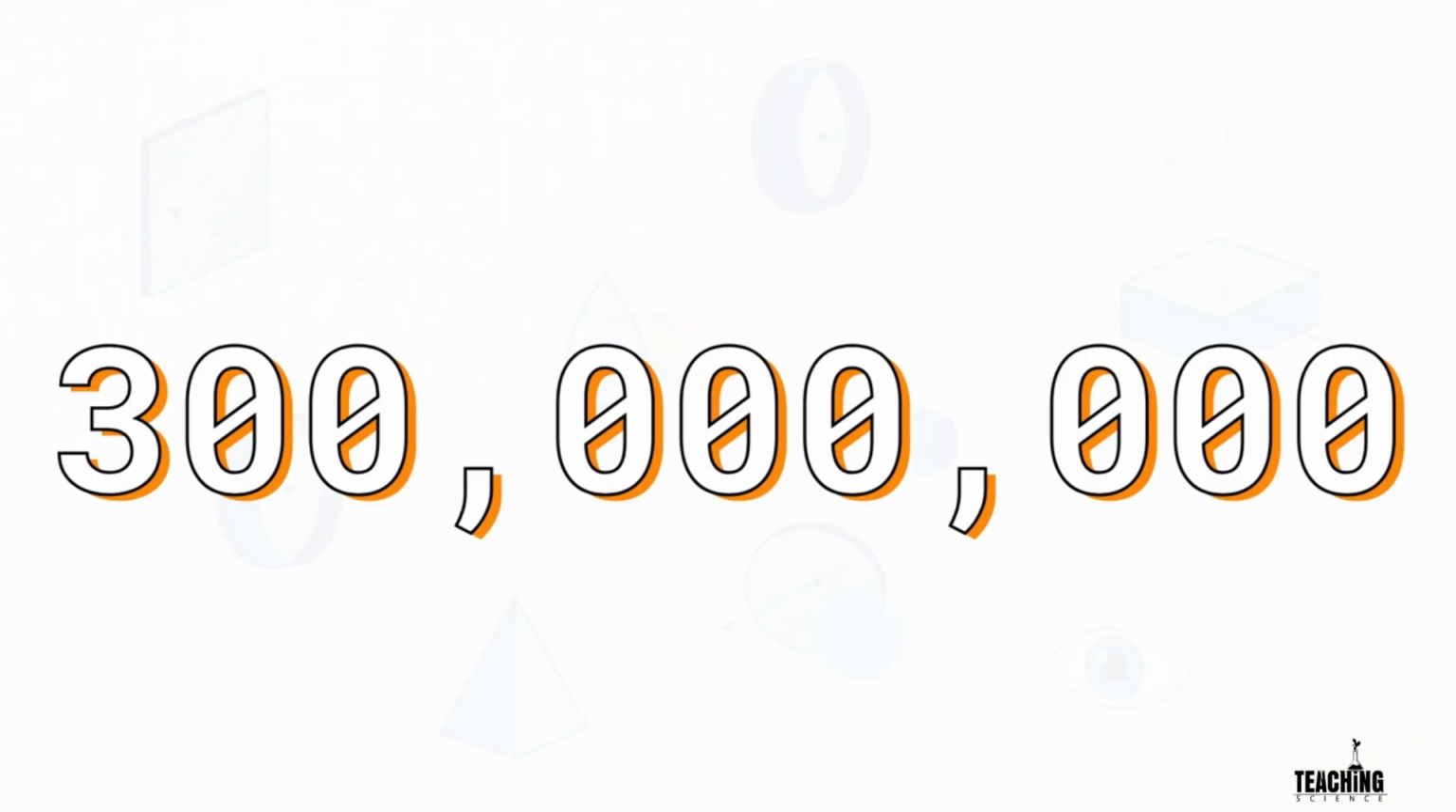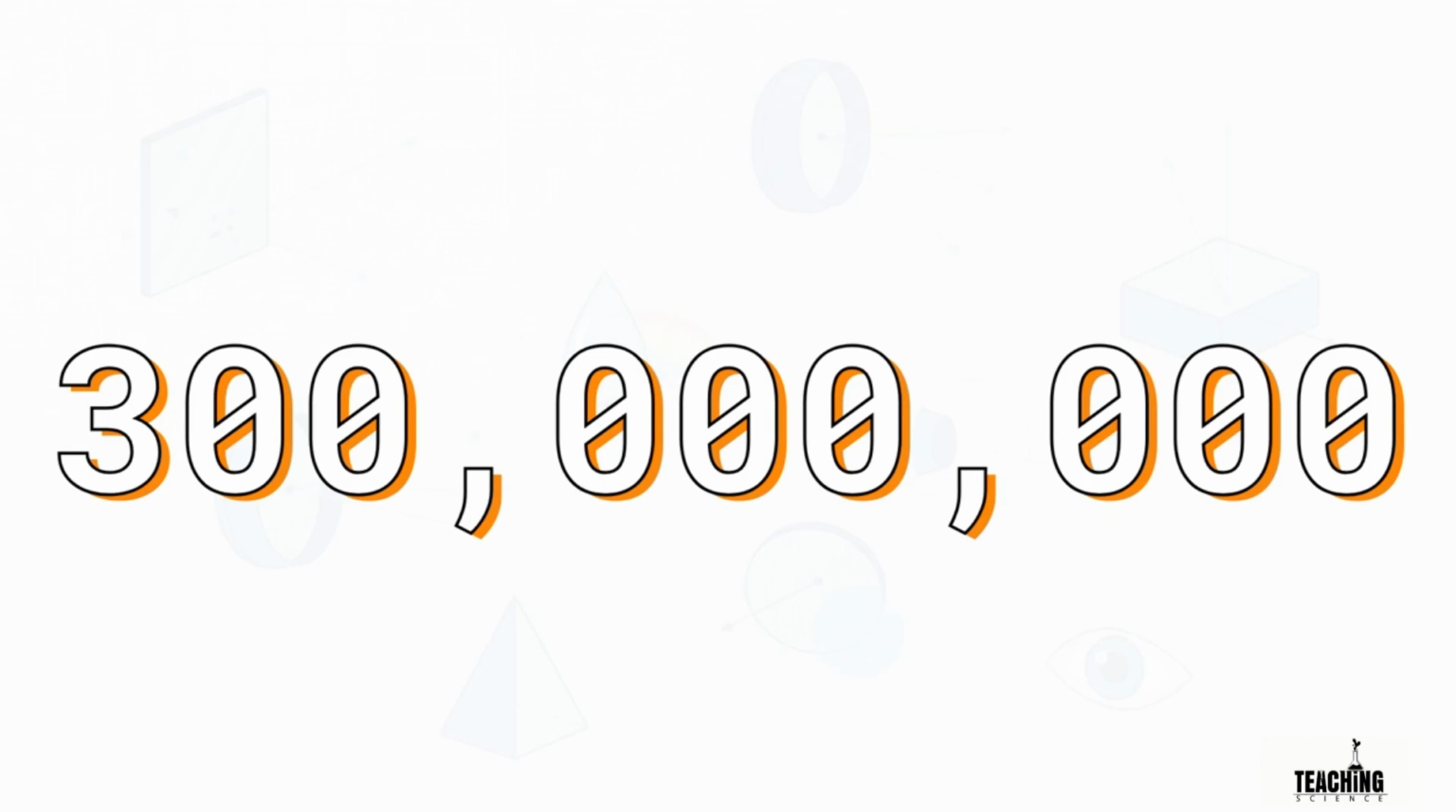To understand why, take a look at this enormous number. 300 million meters per second. That is the speed of light in a vacuum. It is literally the fastest thing in the universe. But when light enters a denser medium, like water or a solid glass slab, it actually slows down.